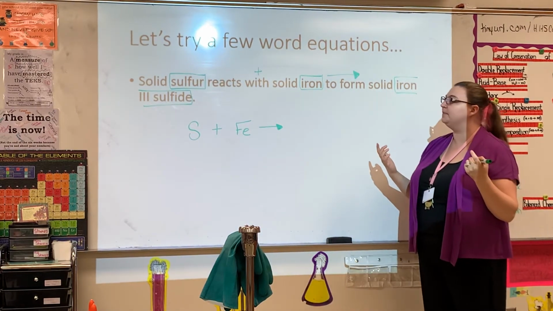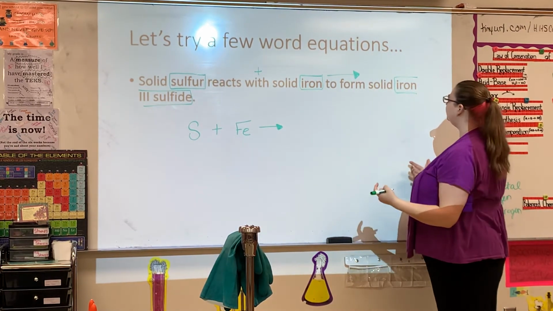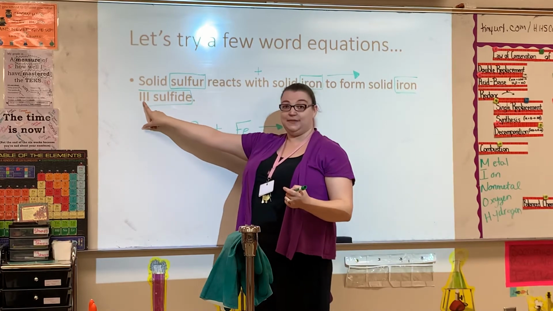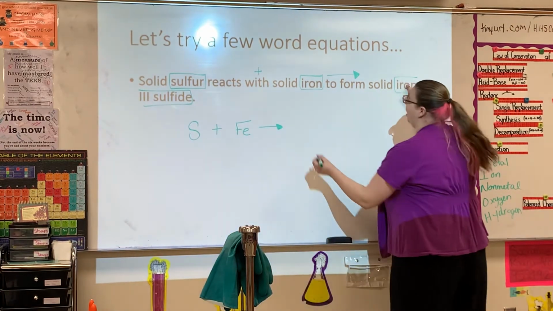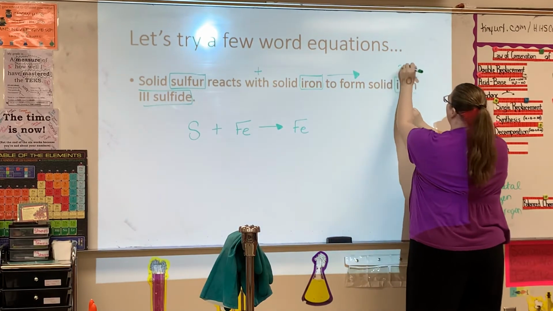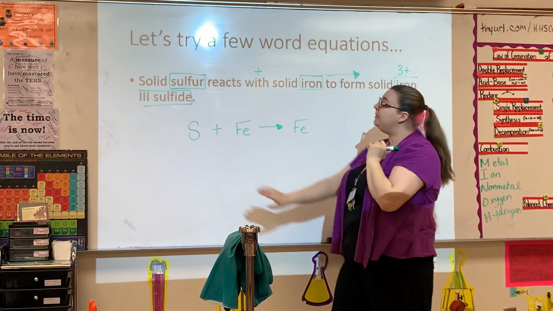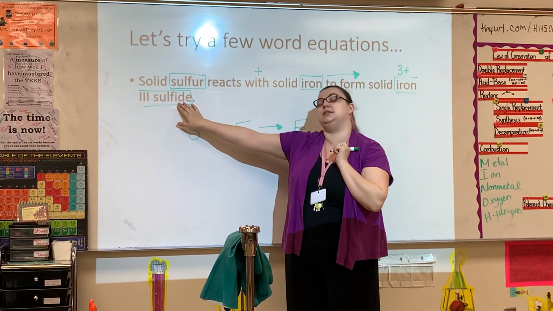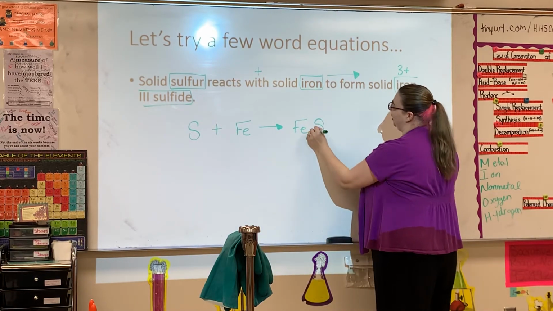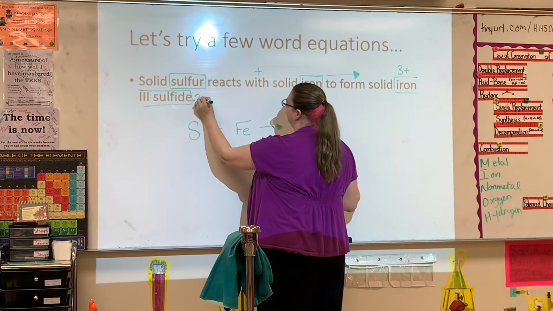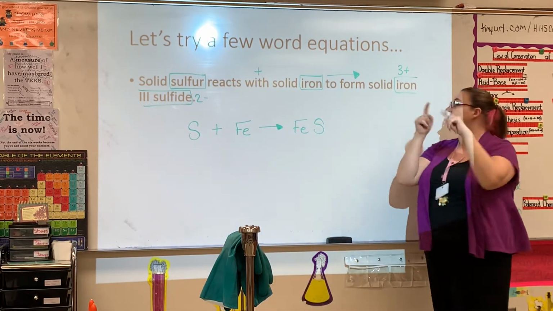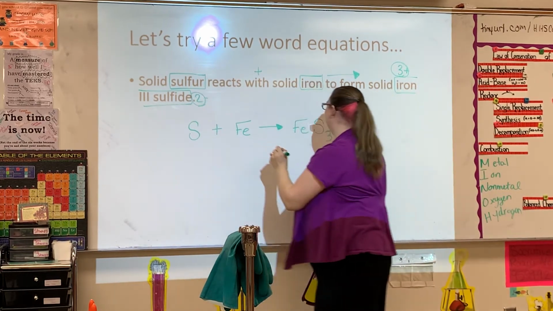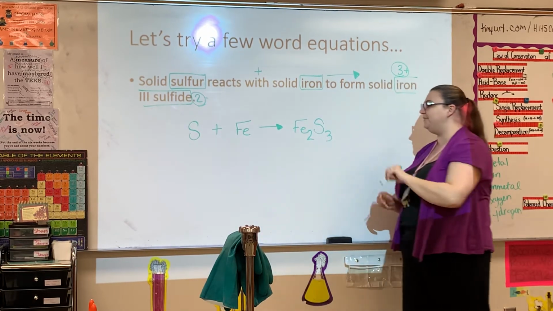So let's go to our flow chart. We're looking at writing formulas. Is the first element a metal? Yes. Does it have a Roman numeral? Yes. So the Roman numeral is the charge of the metal. So iron in this case has a charge of 3+. Okay? Does the second word end in IDE? Yes. So this is not a polyatomic ion, this is sulfur, the element. So we're going to look up the charge of sulfur on the periodic table, and we're going to find that it has a 2- charge. So then we're going to crisscross those charges. The 3 from the iron goes to the sulfur. The 2 from the sulfur goes to the iron. So that would be Fe2S3.